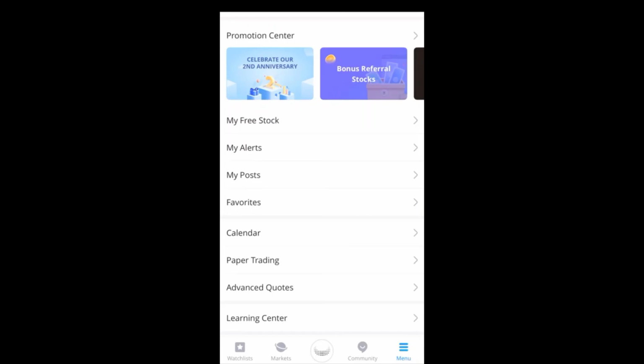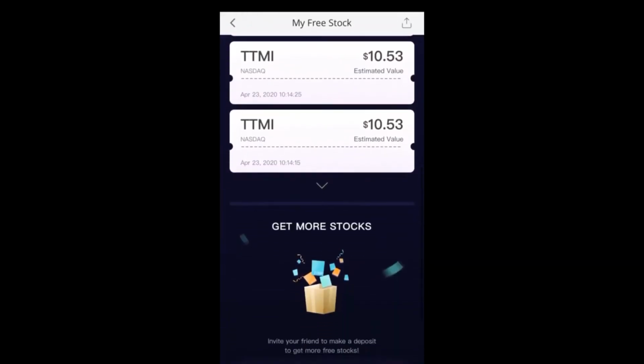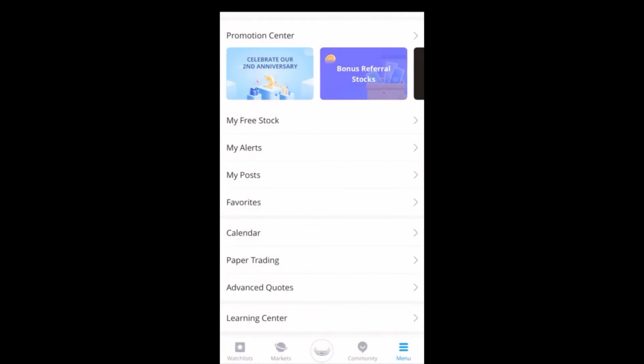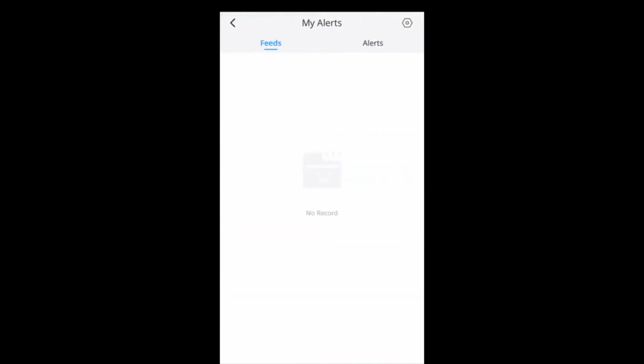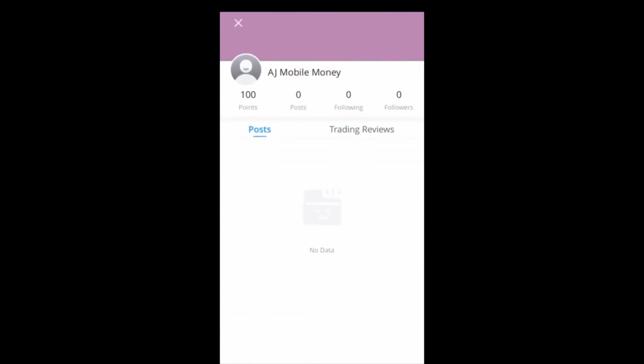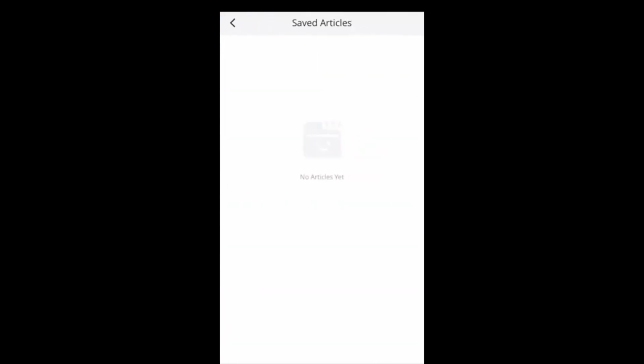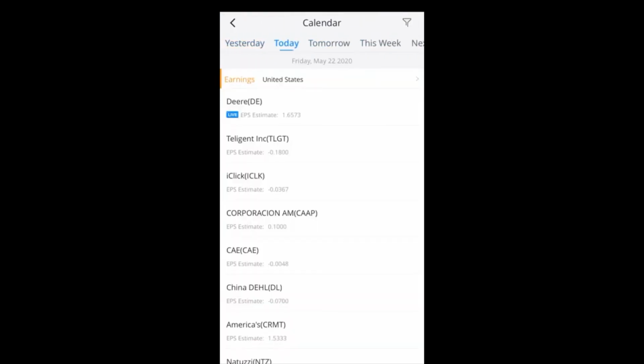And you can see the free stock that you've received if you click on my free stock. You can see that here. You can see any alerts that you have set up. If you set up any alerts, they will be here. You can see posts, so any posts that you have made in the communities, you can see them here, and also any trading reviews that you've done. You can look at your favorites, so if you've saved any articles, you can view all of those saved articles in this section. On the calendar, for any stocks that you own, you can see information about what's going on with those stocks in the calendar.